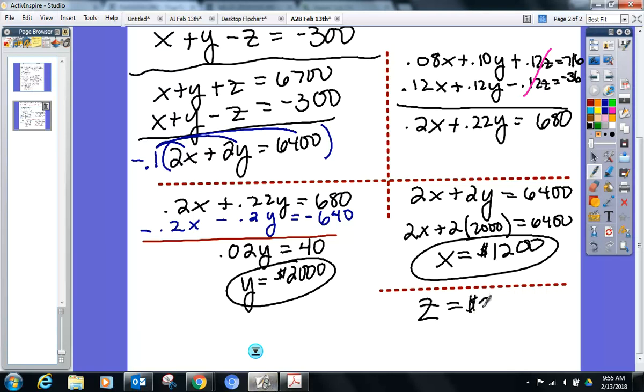$3,500. Quick check, everyone. How much did they invest at the beginning? 6,700. Did we invest 6,700? Add up to 6,700. Yep. And is Z $300 more than these two combined? What are these two combined? 3,200, 300 more? 3,500. Okay, so we're on the right track.